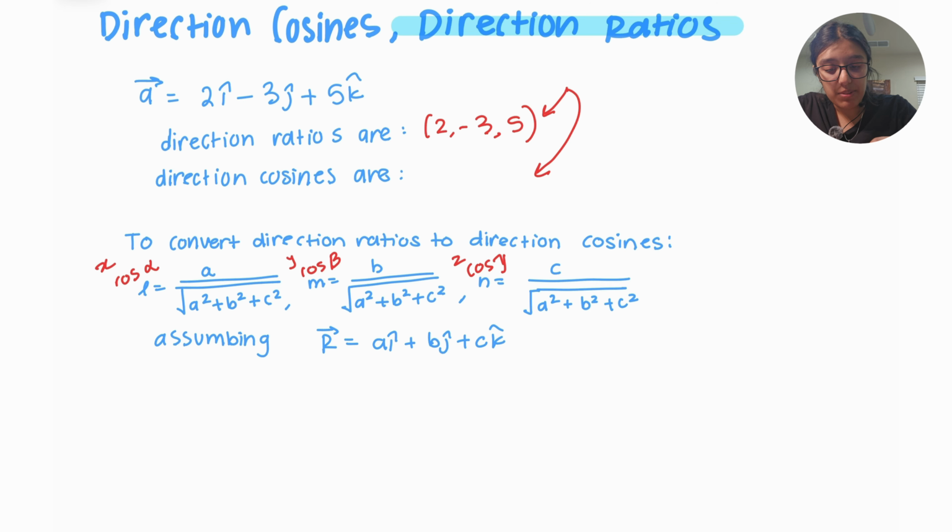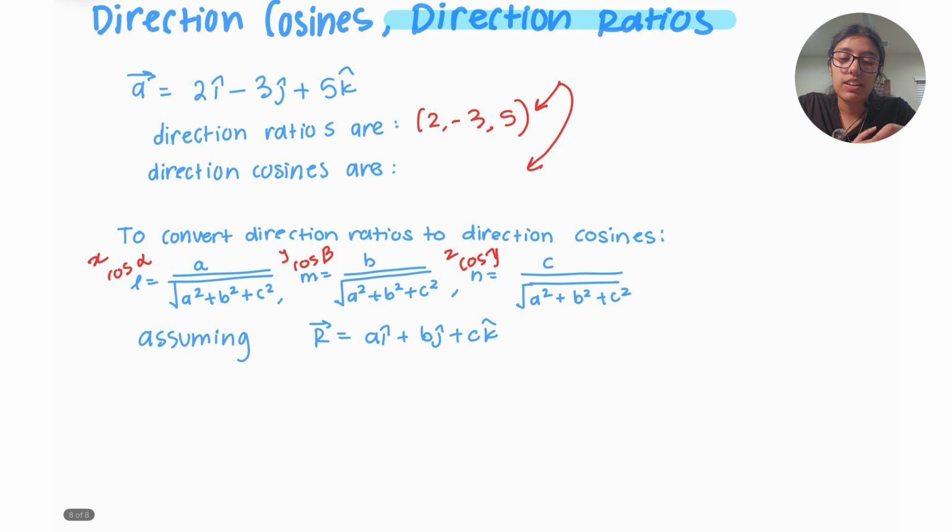And in order to do that, we have L is equal to A over the magnitude. This is the magnitude of the vector. M is equal to B over the magnitude of the vector, and N is equal to C over the magnitude of the vector. So you know what? Let's actually try to find the direction cosines of this vector.